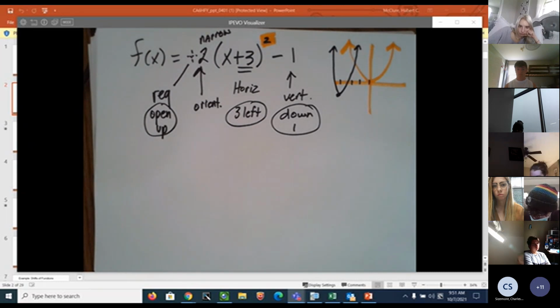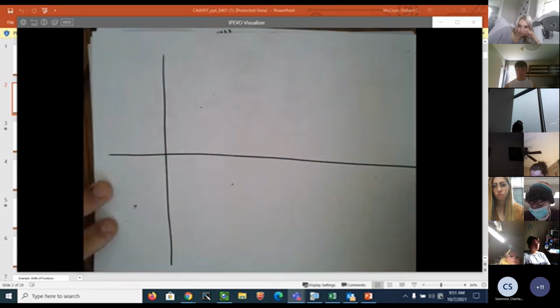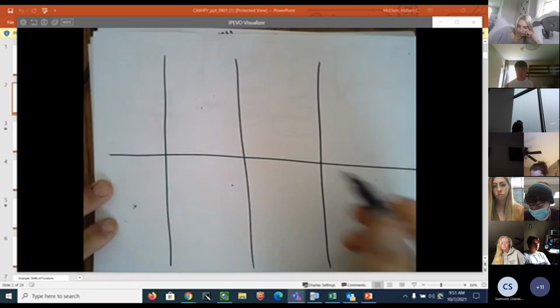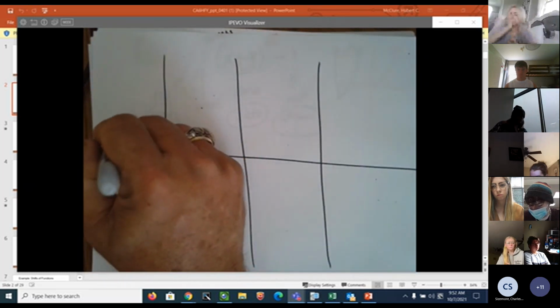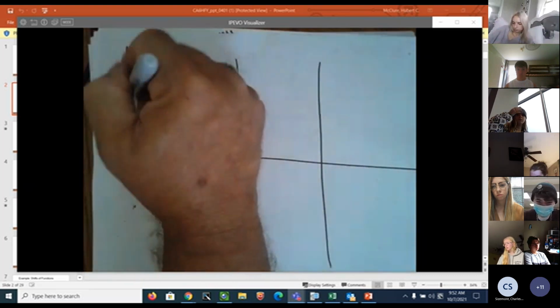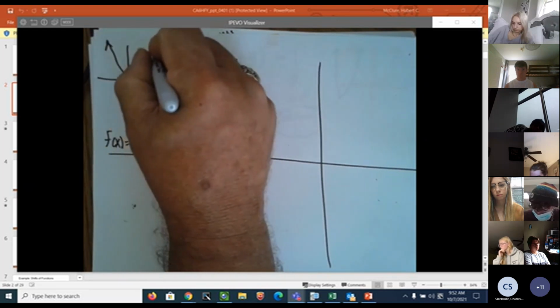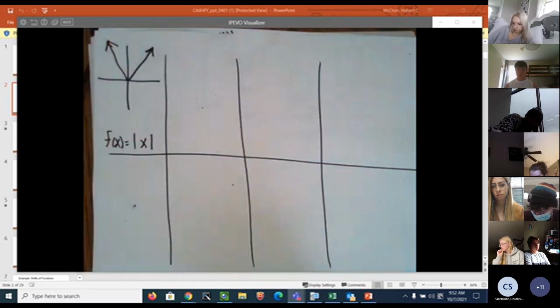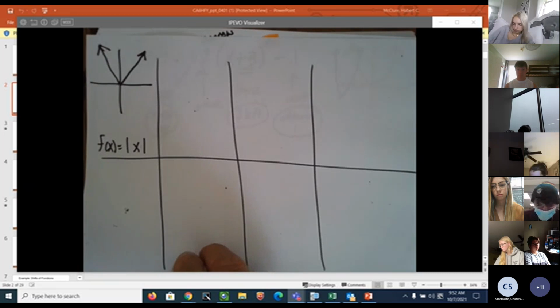Absolute value, absolute vodka. Forgot that one. All of these should be on that sheet that two of y'all printed. F of x is equal to absolute value of x. Looks like absolute value in vodka. It's a V. I'm not going to put the logarithms. We'll do the logarithms later. I'm not going to put them on here yet because we're not doing logarithms.